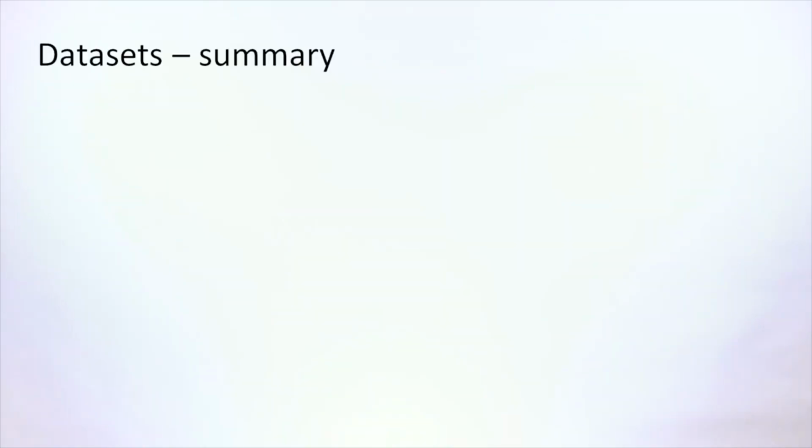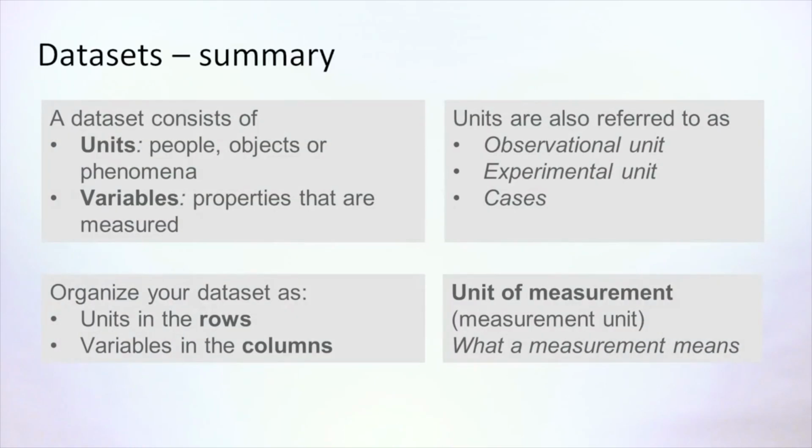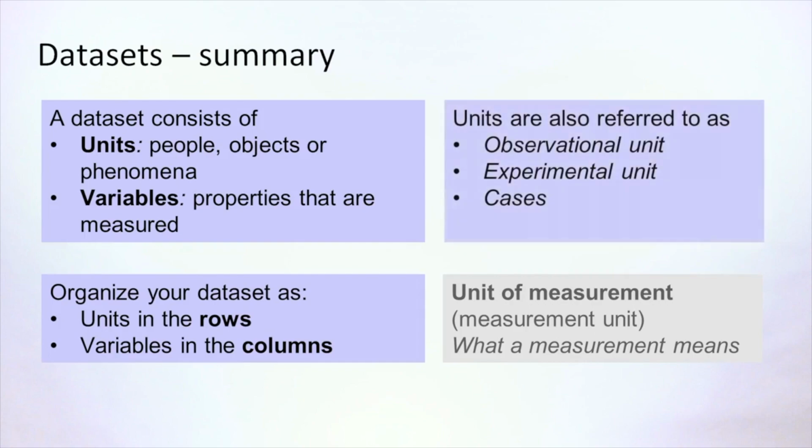Let's summarize. First, we saw that the dataset consists of units and variables. Then, we learned to organize your data by making sure that the rows represent units and columns represent variables. Also, you learned that units are referred to as observational units, experimental units or cases. Finally, you learned that the measurement unit is required just to understand a data value.